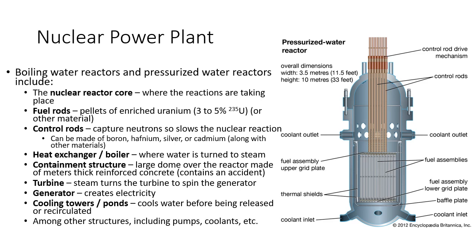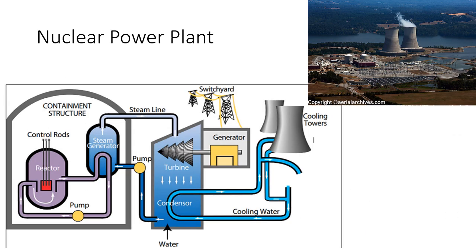The turbines spin the generator, which makes the electricity. We've talked about those several times. And then we're going to have cooling towers and cooling ponds, which are going to cool the water before it gets recycled or released into the natural environment. So what does this look like? Over on the top right, you can see a picture where you can see the containment buildings, which have all of the reactor cores in them, and then the cooling ponds, electricity generation down here, all of that stuff.